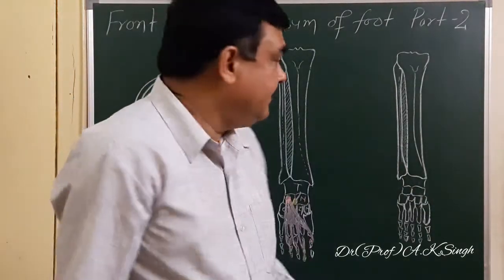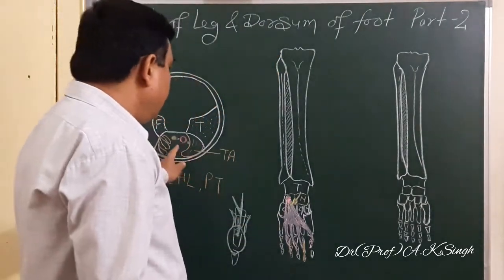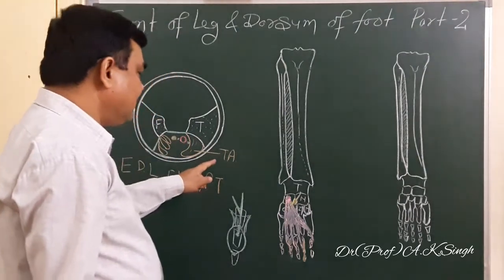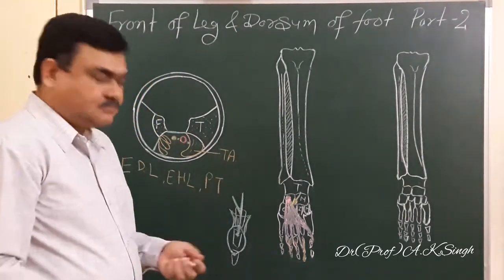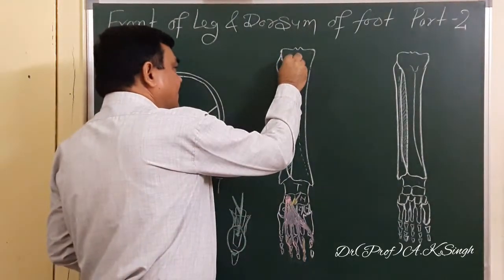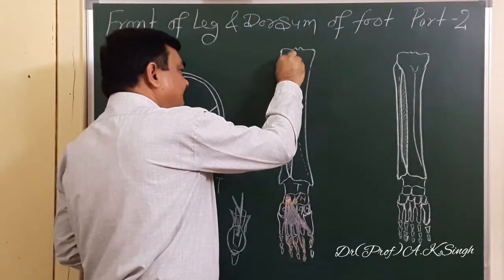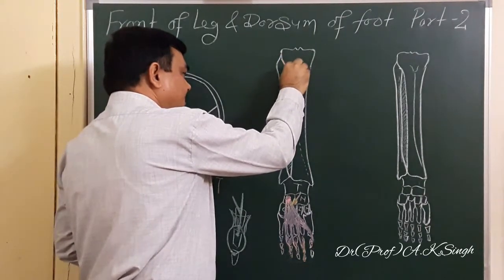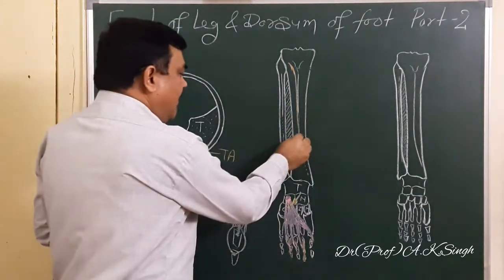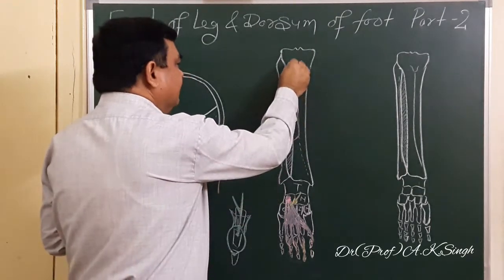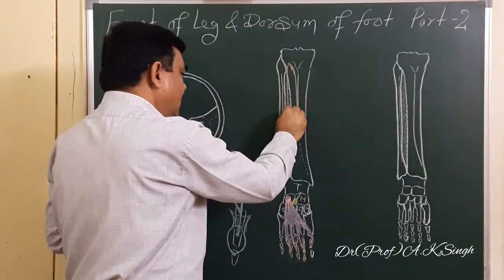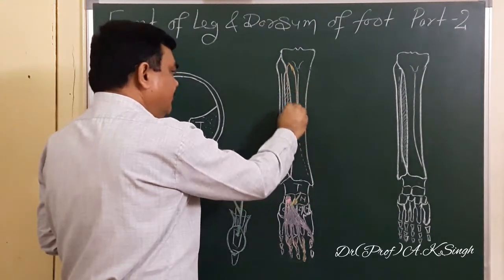Now we will discuss muscles of the front of leg. These are four muscles. First of all, we discuss about the tibialis anterior. Tibialis anterior takes origin from here. This is lateral condyle of the tibia. Here is lateral surface of the tibia. Upper 2/3 part of tibia, and here adjoining part of the interosseous membrane. So it takes origin from here.